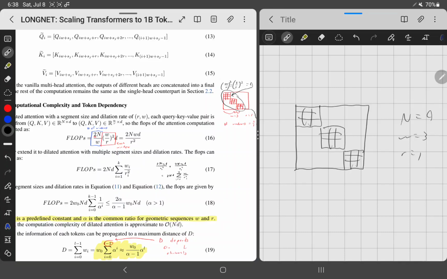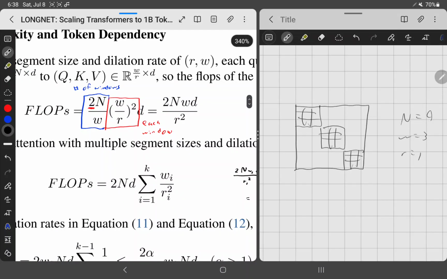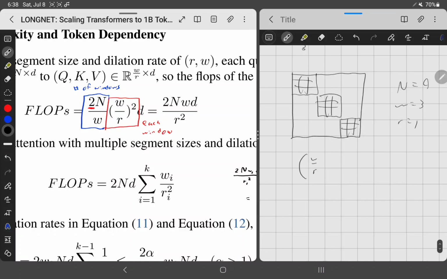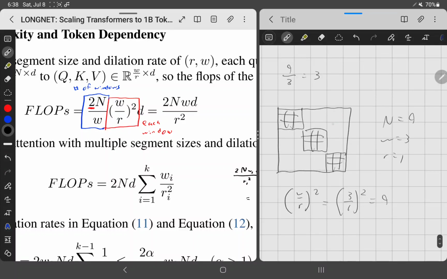So we have this sequence where n is equal to 9, w is equal to 3. In this case, we would have 3 windows, because that's 9 over 3. And for each window, we have to do w over r squared computations. So w over r squared is the number of attention computations we have to do per window. That is equal to 3 over 1 squared, which is equal to 9. So the total number of computations we have to do is 9 times 3.